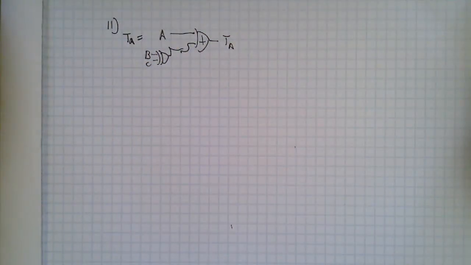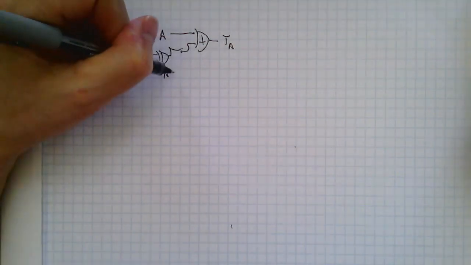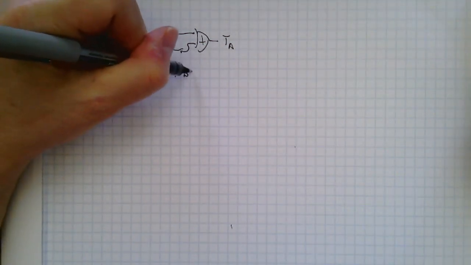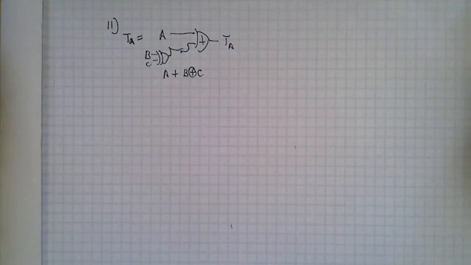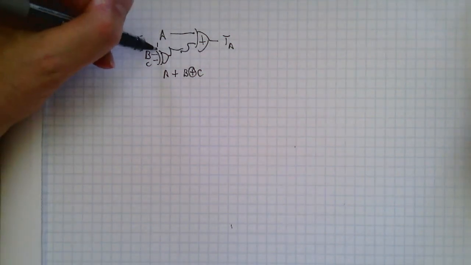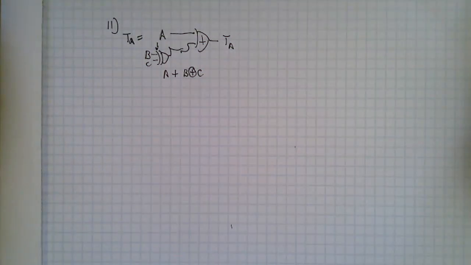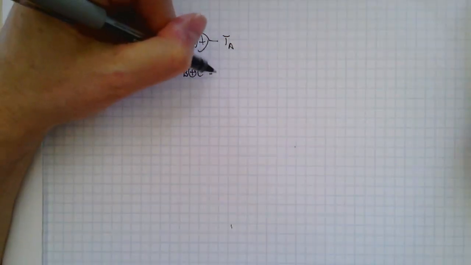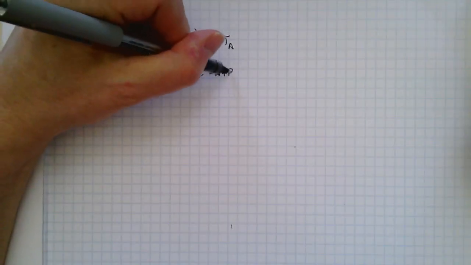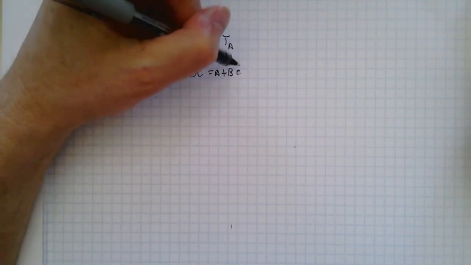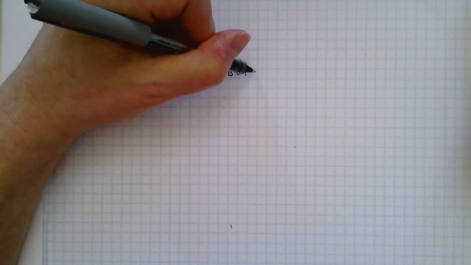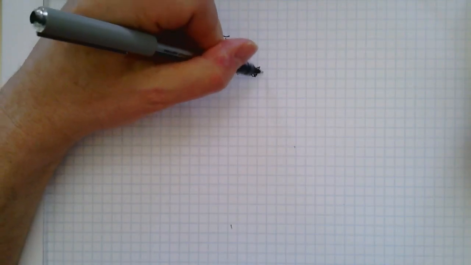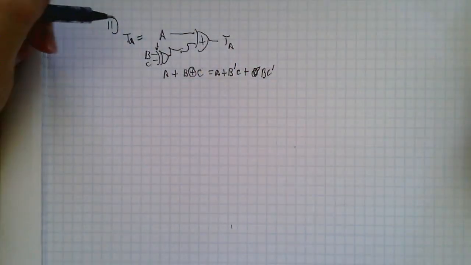Can anybody help me? Yes, Alvin. A OR, B exclusive OR, C. Right, because that's an exclusive OR gate right there. So you can rewrite this as A OR B prime C or C prime or B C prime. That's how you do that.